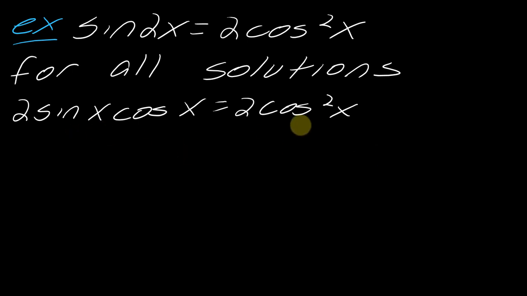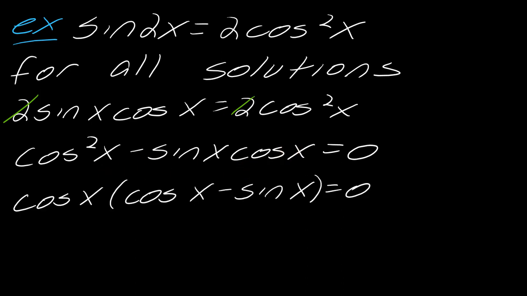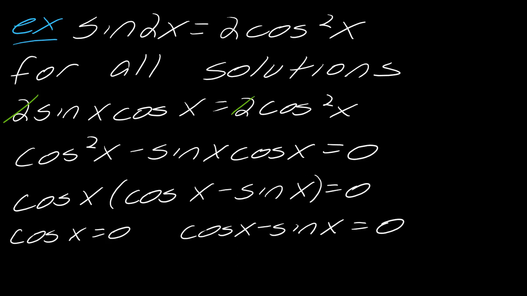So what we're going to have to do is deal with this as is, but we can still figure this out. First I'm going to divide out the 2's, and then I'm going to subtract the sine x, cosine x to the other side, and factor this. If I factor this, it becomes cosine x times cosine x minus sine x. And so can I solve this? I actually can. I can set both factors equal to 0 like I normally would.